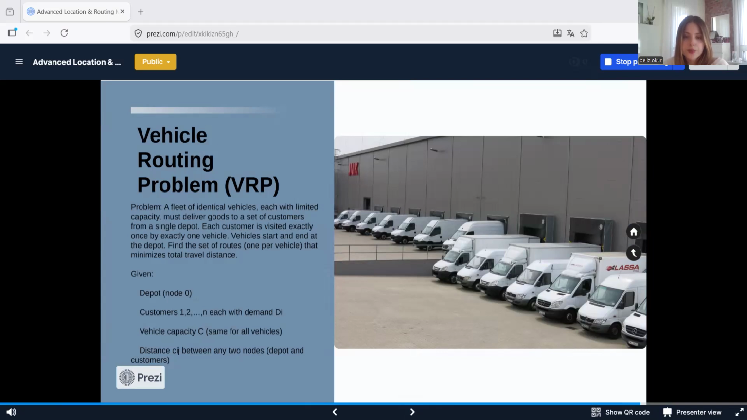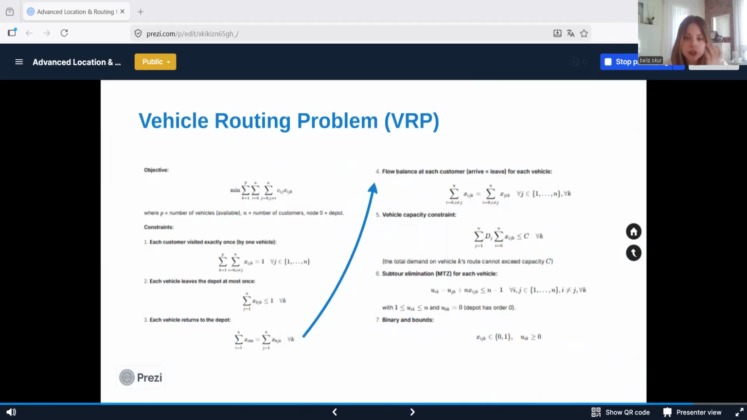Here, many identical vehicles start at a single depot and must return there. Every truck has limited space inside, which we call capacity. And every customer wants a specific amount of goods, which is called demand. We have to find the best route for the entire fleet. The math is similar, just bigger. Our objective is to minimize total distance for all vehicles.